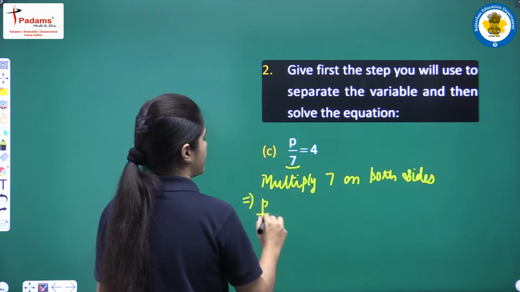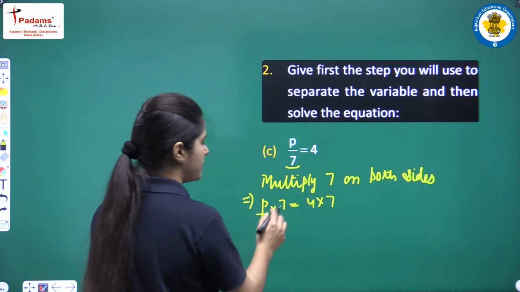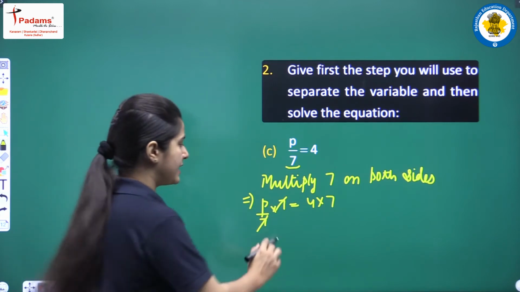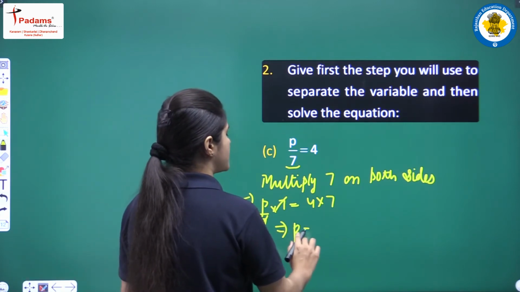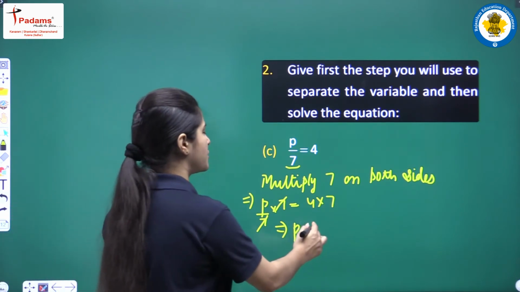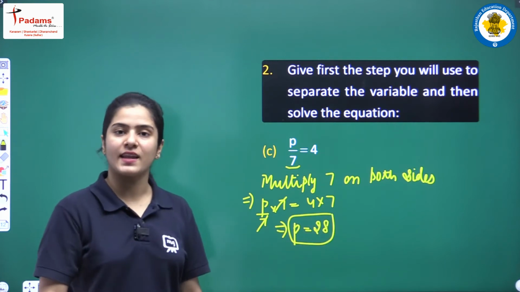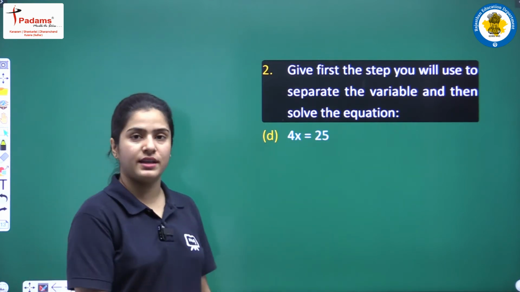P upon 7 into 7 is equals to 4 into 7. 7 will be cancelled out with this 7. Then this P is equals to 4 into 7 is equals to 28. What is the result students? It is 28. Alright. Looking at another question, question number D.